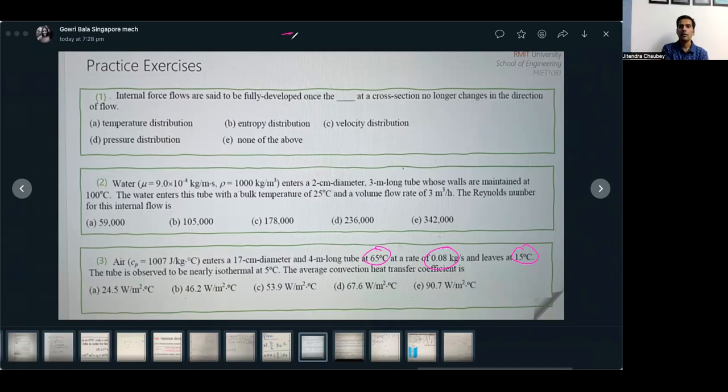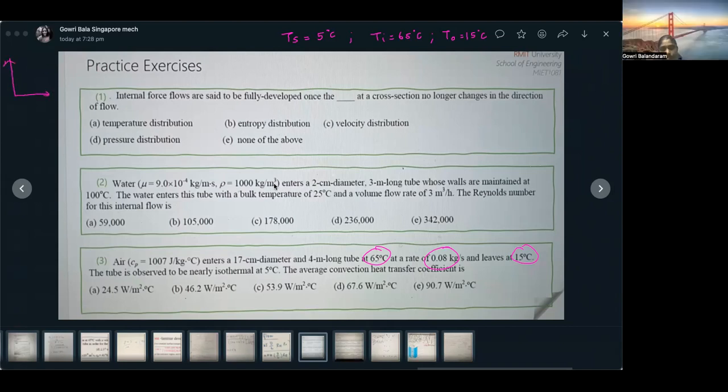The T surface is maintained as 5 degrees Celsius. T inlet is maintained as 65 degrees Celsius, and the outlet is maintained at 15 degrees Celsius. So you can find the log mean temperature difference easily. It will be delta T1. I hope you remember the procedure where we draw a graph.